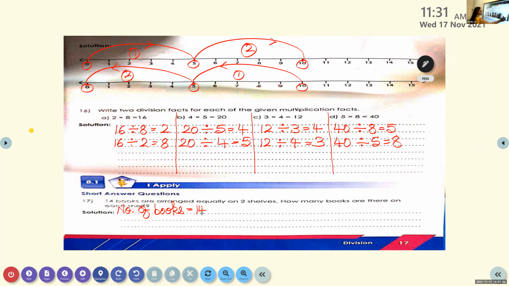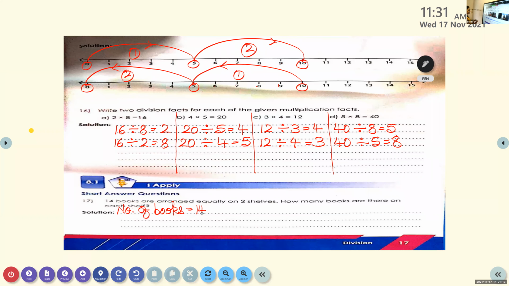So the next statement. Don't mute, wait. Yes, second statement from the same sentence. It is told about books. So number of books is equal to 14. Other number is also given, isn't it? What is that about? Number of shelves. Number of shelves is equal to 2.